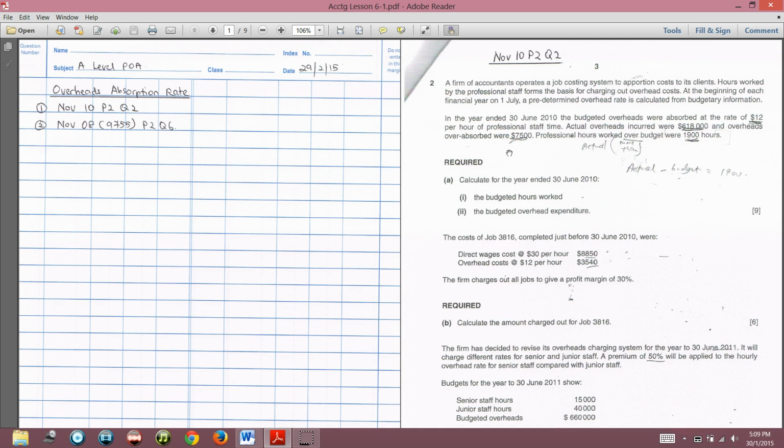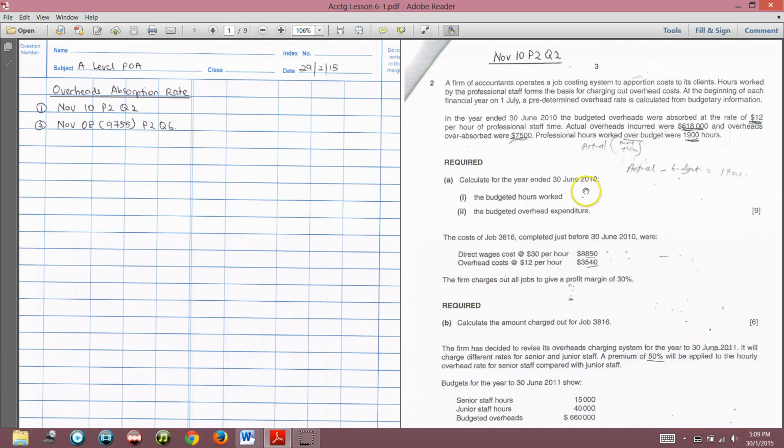So I have explained to you, overhead is absorbed on a progressive basis. And then at the end of the year, we will compare the overhead absorbed with the actual overhead, and we calculate the difference, which will be either overhead over absorbed or overhead under absorbed. Okay, so professional hours worked over budget were 1,009 hours. So let's see what they are asking. Calculate for the year ended 30 June 2010, the budgeted hours worked, the budgeted overhead expenditure.